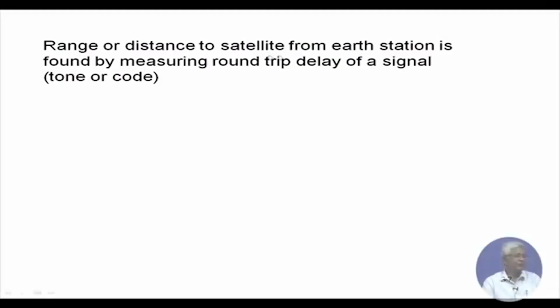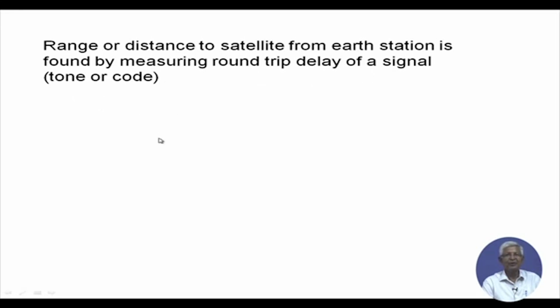That is, it will give us a certain delay of sending some signal from ground to satellite or satellite to ground. We will see the effect of that in our TDMA discussion. But we have to track it. So we have to find out the range. How do you do it? A range or distance to the satellite from the station is found by measuring the round trip delay of a signal.